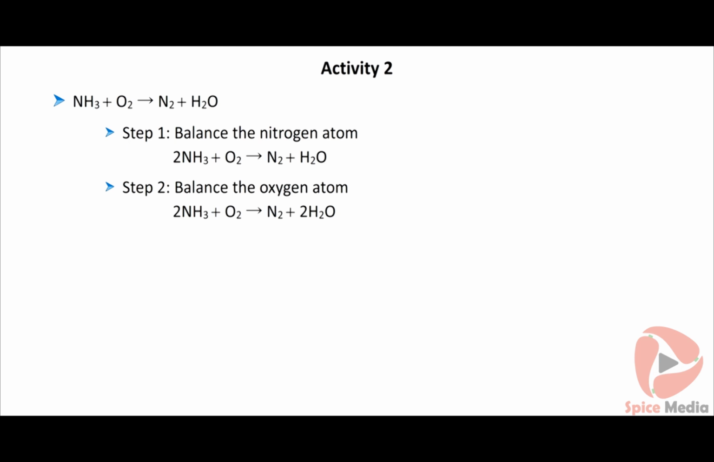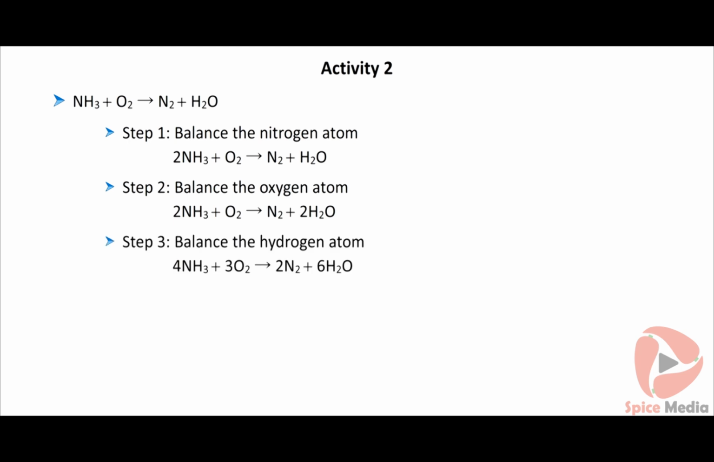Step 2. Balance the oxygen atom. There are 2 oxygen atoms on the reactant side and 1 oxygen atom on the product side. Therefore, the oxygen on the product side is multiplied by 2. Then we get 2NH3 plus O2 gives N2 plus 2H2O.